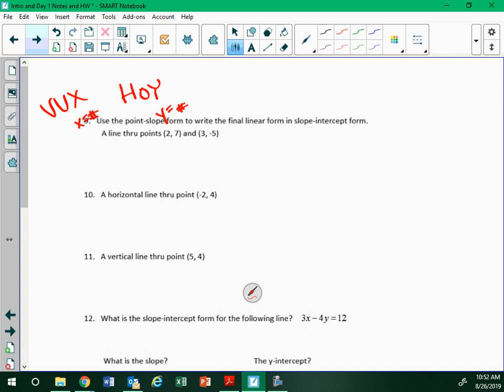A horizontal line through point (-2, 4). Well, horizontal is going to be a y equals. So what y value?